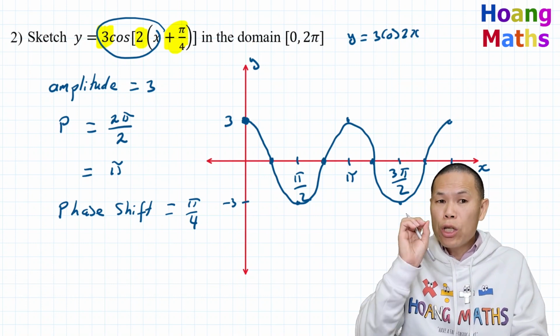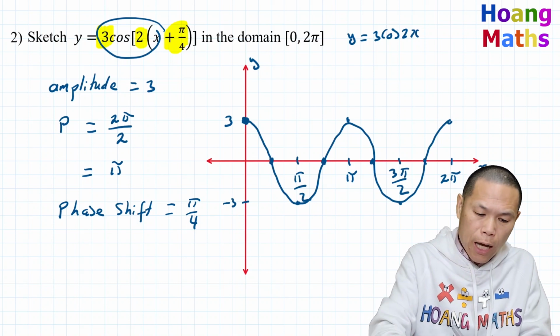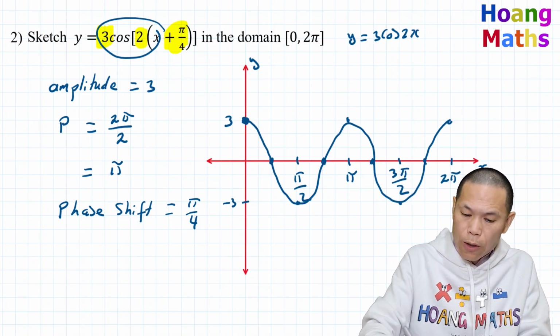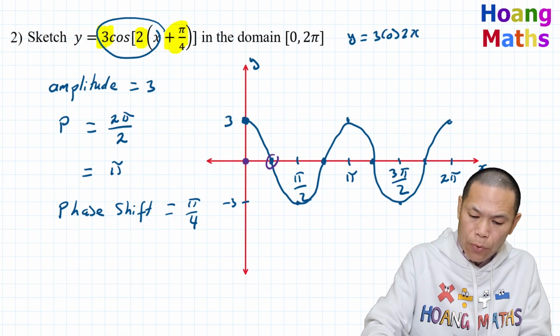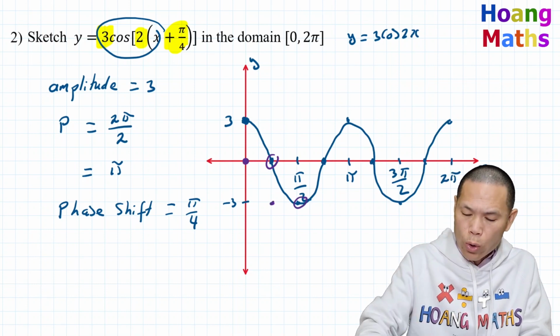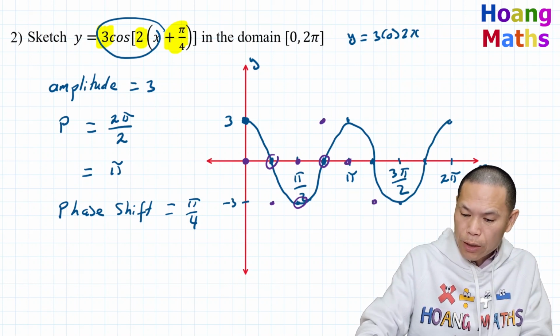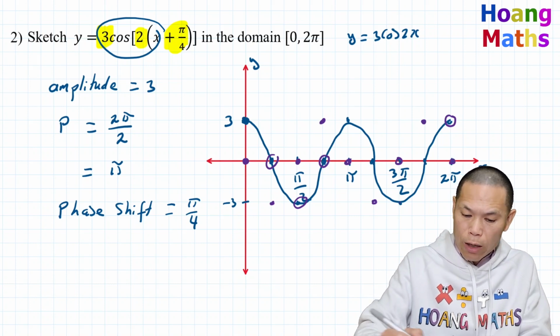Then what happens is we need to move pi over 4 units to the left. So in other words, this point here, we move to here. And this point here, we move to here. It's because it's pi over 4, okay, a quarter of pi. And this one here, we move to here. And then this, we move to here. And then this here, and this point here. And this here. And this point here, we move pi over 4 to the left. And this is here. So now let me just join them up.